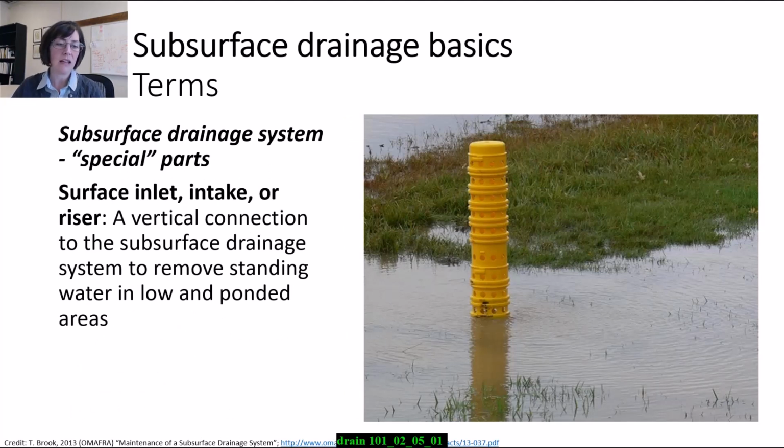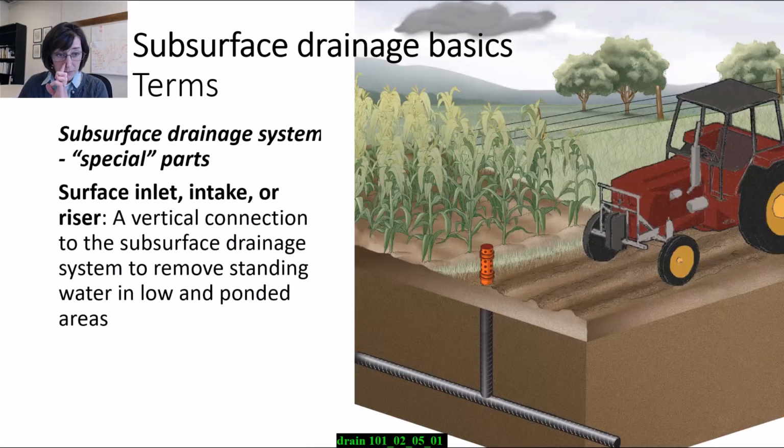Another special part is a surface inlet or a surface intake, or what's also called a surface riser. You see these driving around here in East Central Illinois. And this is typically one of the only parts of a subsurface drainage system that you'll ever see, because everything else is underground. A surface inlet or intake is essentially a direct connection to the subsurface drainage system. They're important agronomically because they drain kind of the worst places in the field, the ponded areas, the lowest parts of the field that hold a lot of water.